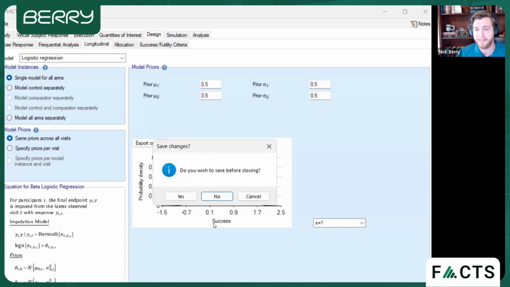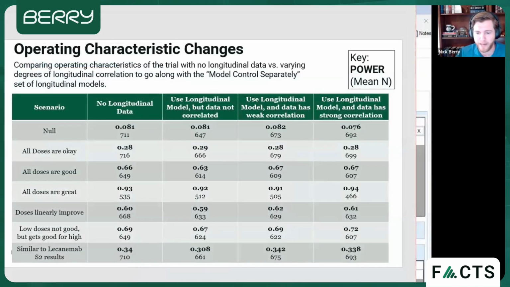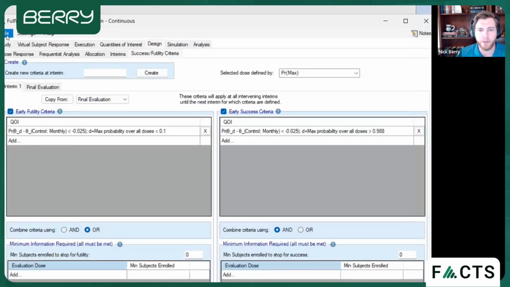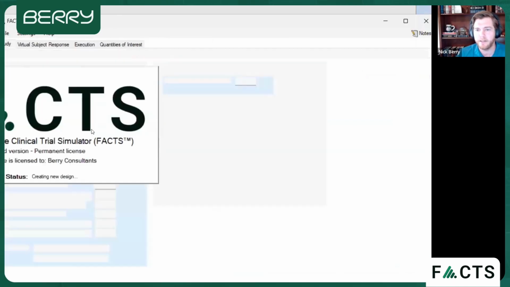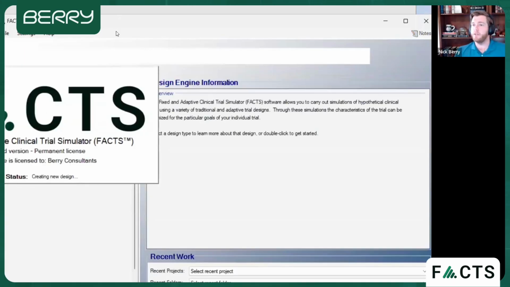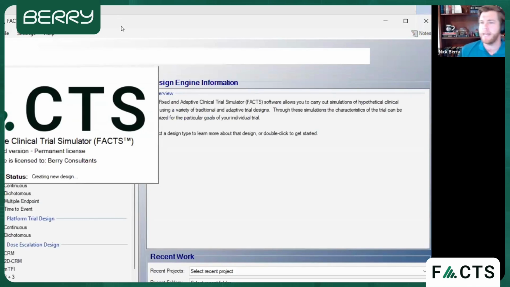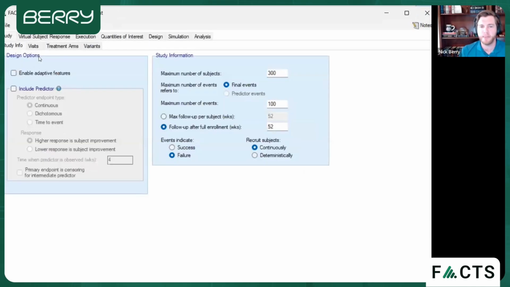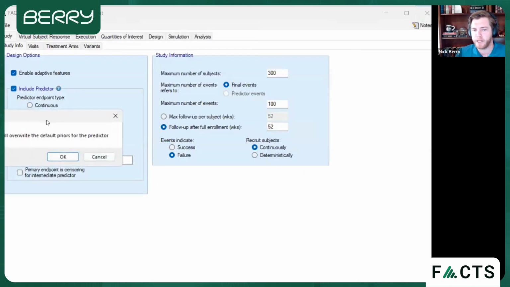Time to event is a beast. We could do 8 hours just on time to event. I can pull it up really fast. The time to event, we talk about it a little differently. You can specify a visit schedule in time to event, but that's not the same really. That's more of a censoring thing. What we do in time to event is we create a predictor. This is an endpoint that can be continuous, dichotomous, or time to event itself. We create an endpoint that is observed at a specific time, for continuous or dichotomous.